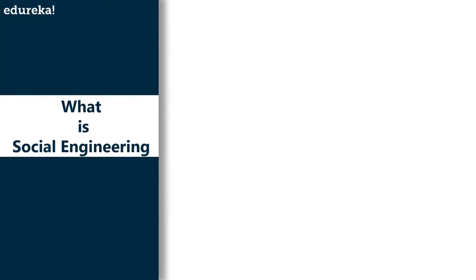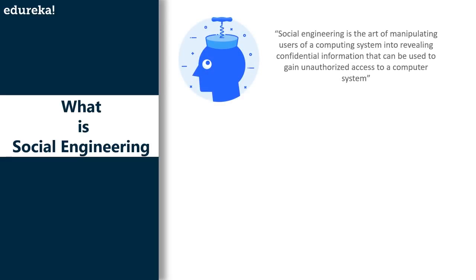So what exactly is social engineering? Now, social engineering is the art of manipulating a user or a bunch of users of a computing system into revealing confidential information that can be used to gain unauthorized access to a computer system. The term can also include activities such as exploiting human kindness, greed, and curiosity to gain access to restricted buildings or getting the user to install backdoor software.